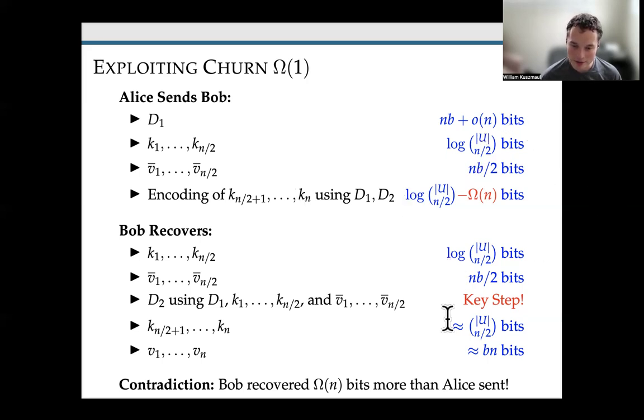So I won't go through all the details, but the result is that at a high level, Alice is sending Bob a bunch of information, Bob is recovering a bunch of information, but because Alice was able to save order n bits in this one step, the step where she sent the keys k_{n/2+1} through k_n, because she was able to save these order n bits, the result is that Bob actually recovers order n more bits of information than the size of the message that Alice sent. And so once again, we get an impossibly good compression scheme.